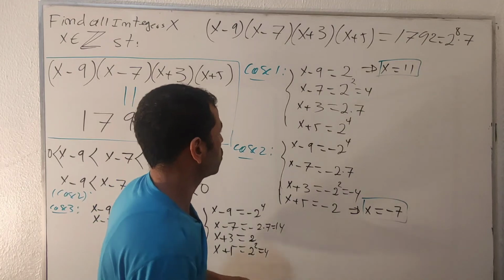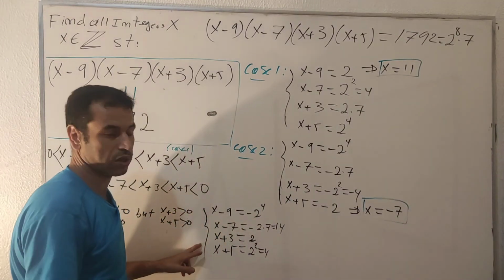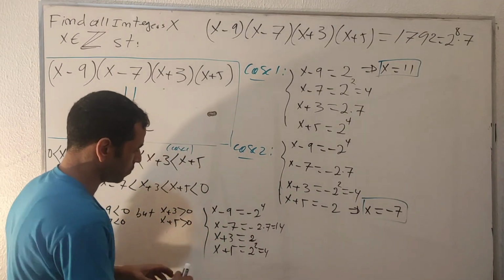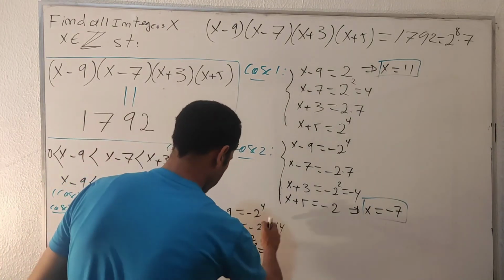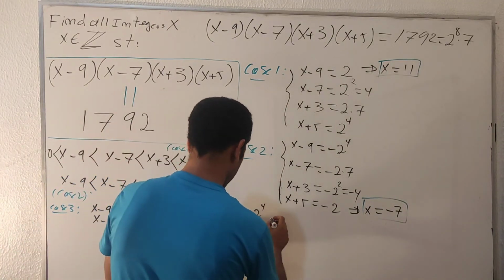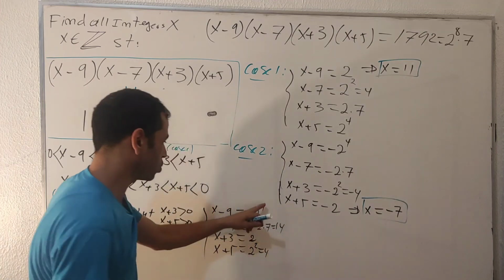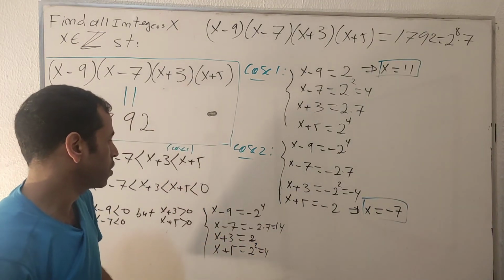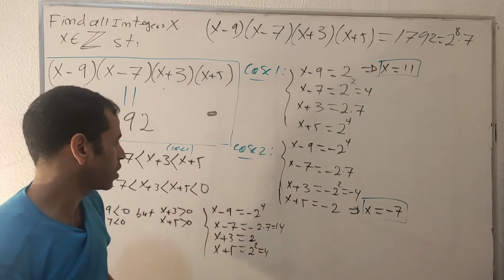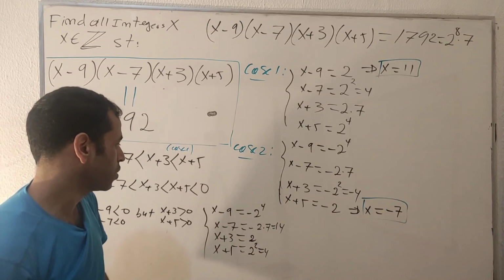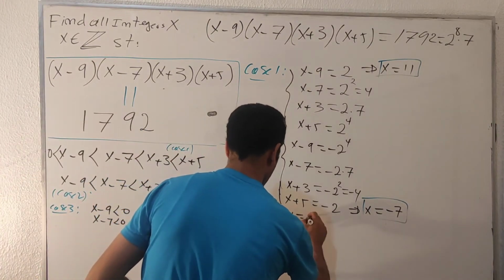Okay, so let's check the last case. Starting with this one, I get here minus 2 to the 4, which is minus 16. After moving 9 to the right, I get minus 16 plus 9, which gives x equals minus 7.